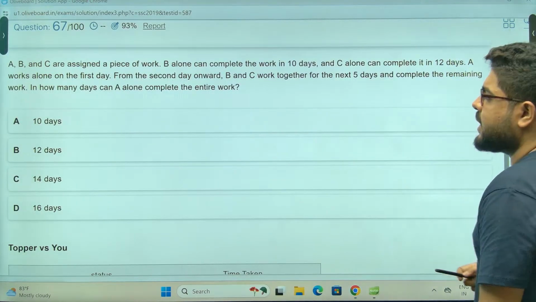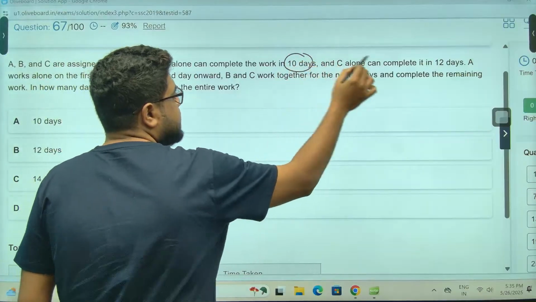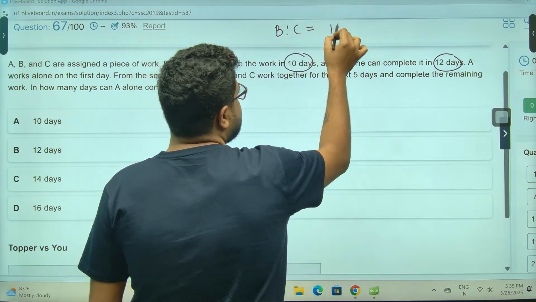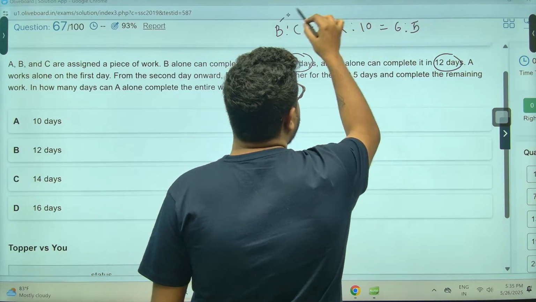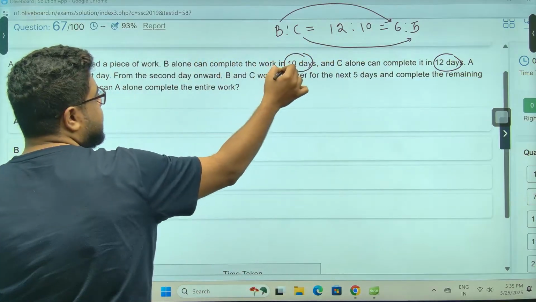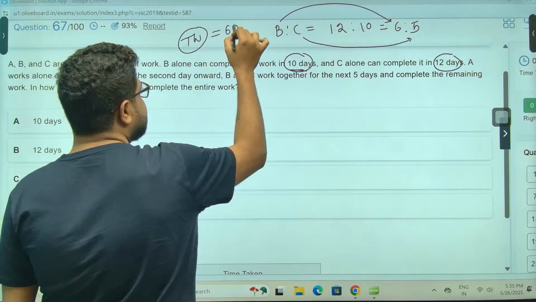A, B, and C are assigned a piece of work. B alone can complete it in 10 days, C in 12 days. So the efficiency ratio is 12:10 inverted, that is 6:5. B does 6 units, C does 5 units. B does 6 units and works for 10 days, so the total work is 60 units.